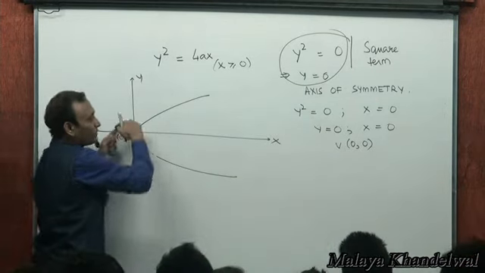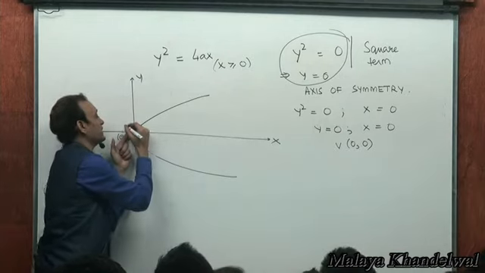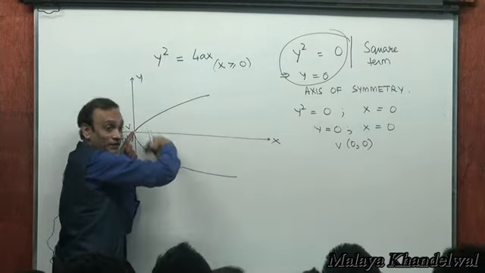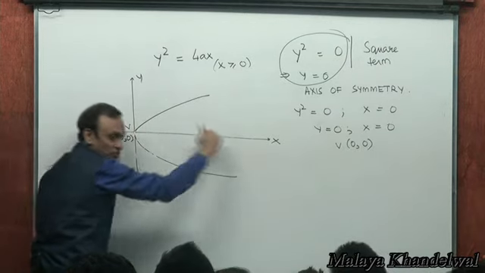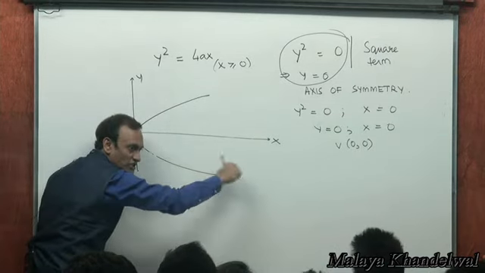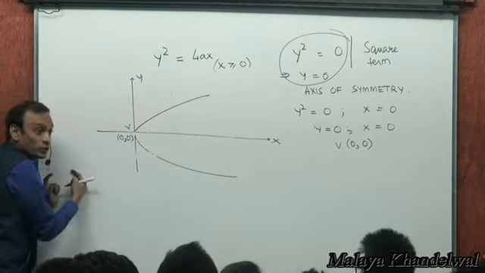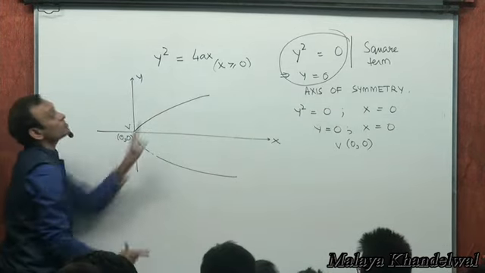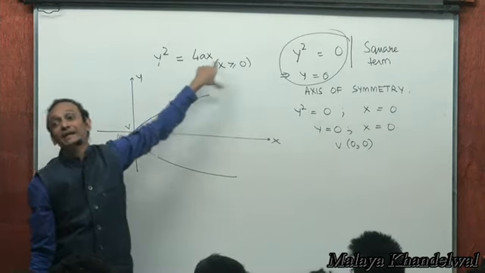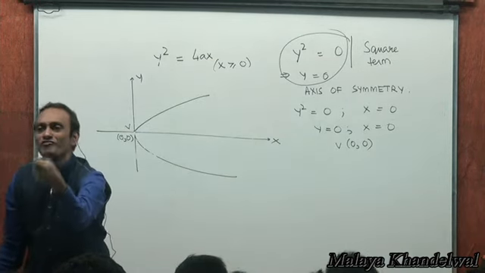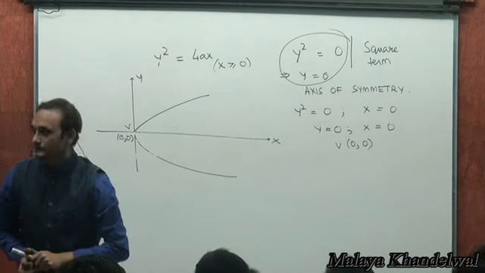And now, if this is the axis of symmetry and this is the vertex, the parabola could have opened rightwards or could have opened leftwards, right? It could have been like this or it could have been like this. But why is it like this? Because x cannot be negative here. If x were to be negative, y squared would be negative, which will not give you real values of y. Got me now?